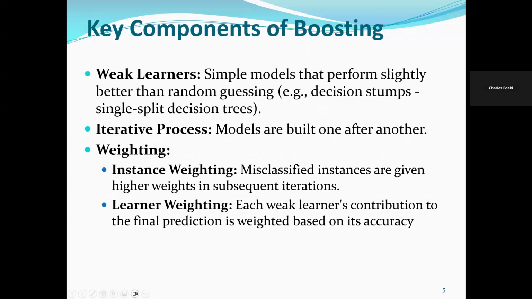So that's the key component. As we mentioned, what weak learners are. That's one of the key components. And also we said this is a sequential iterative process. Models are built one after another, a sequential iterative process.